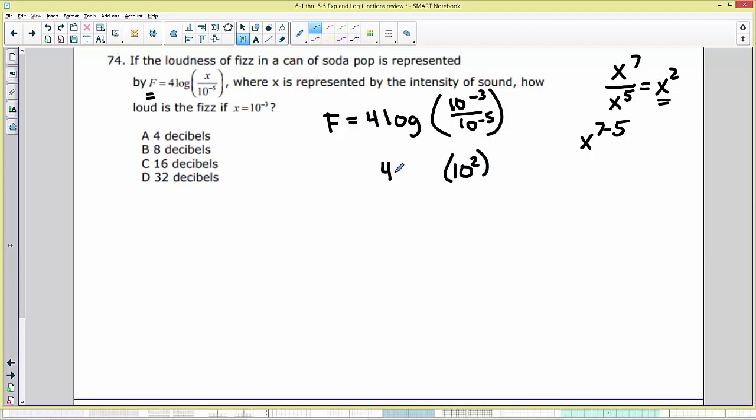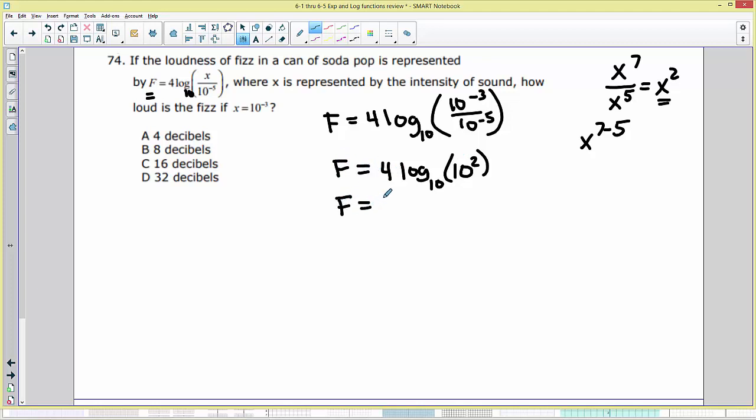And this is for log. Now notice there's no base. Why? Well, because no base means log base 10. I could have written a log 10 right here at the beginning of the problem, because anytime there's no base written, it's log 10. Okay? So F equals 4 times this.